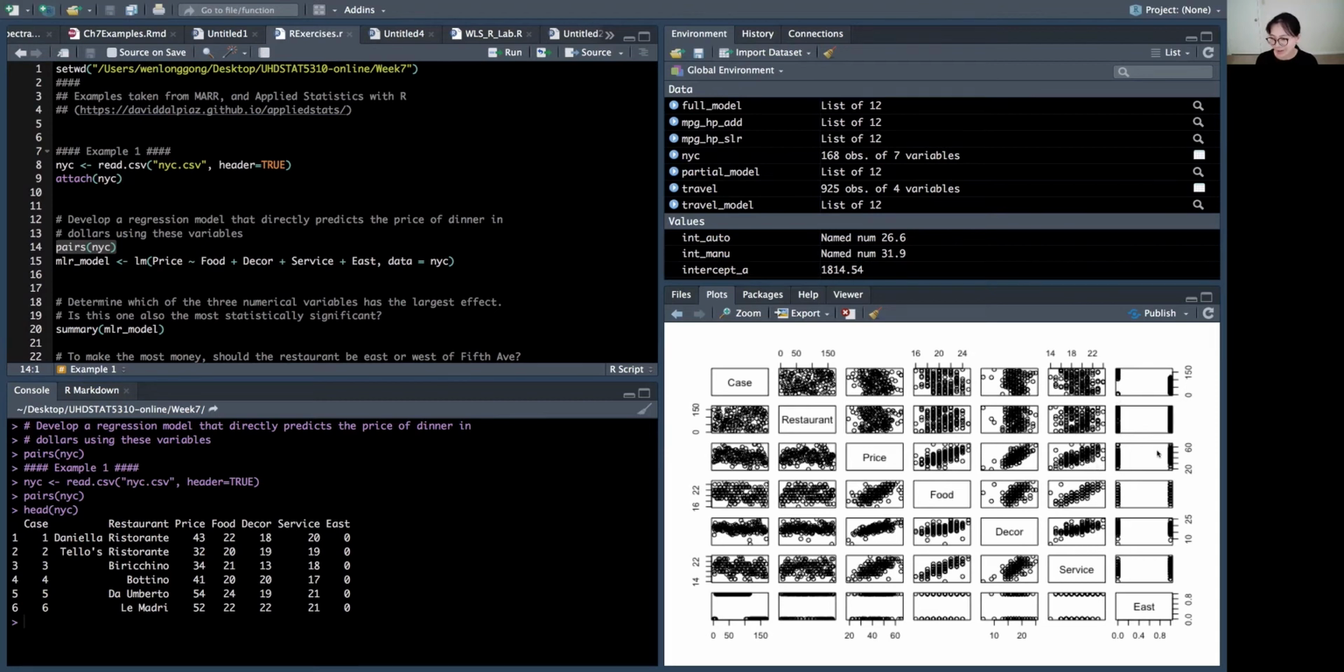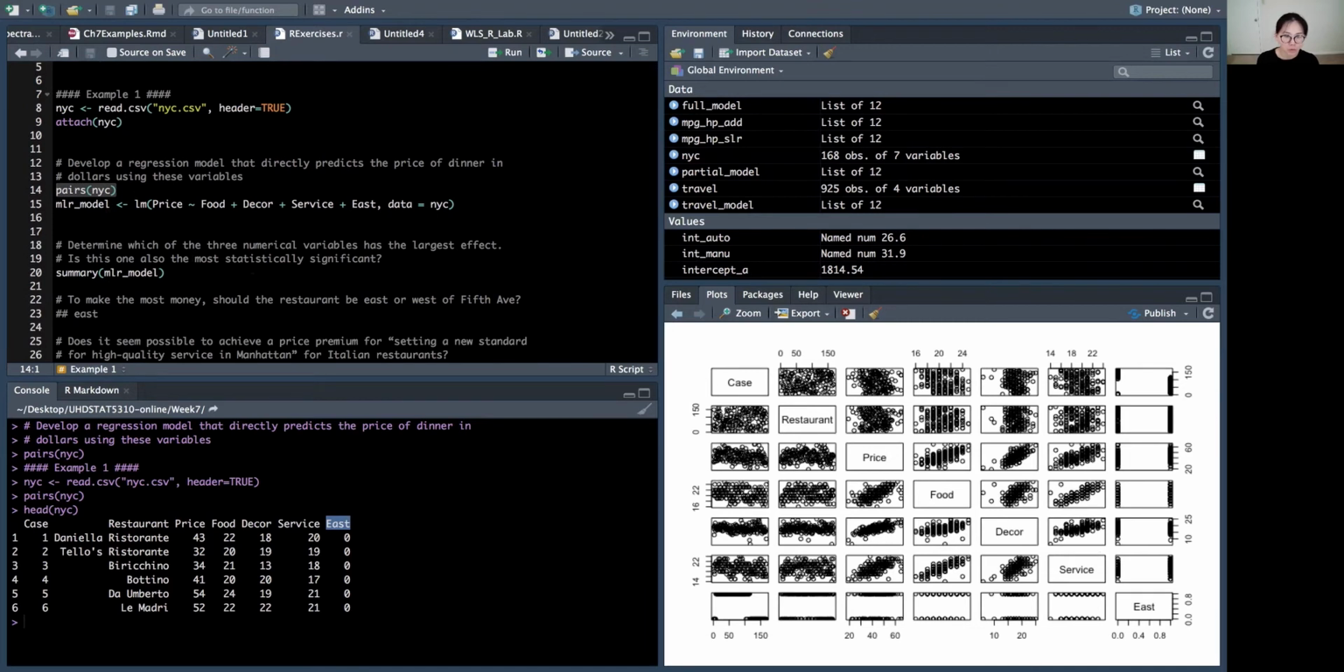It's different from the others because if you look at your data, this east variable is actually a binary variable. So it has only either 0 or 1 as the value for east. When east equals 1, that means it's in the east. When it's equal to 0, it means it's in the west. Okay, so we have looked at the data.